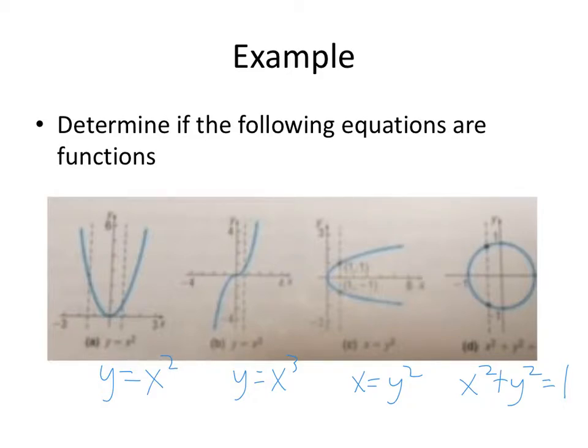You notice for the first one, the quadratic, it passes the vertical line test, so that'd be yes. For the cubic, that would also be yes. But for the sideways parabola, if you notice, it fails the vertical line test at infinitely many points, so that'd be a no. Likewise for the circle.